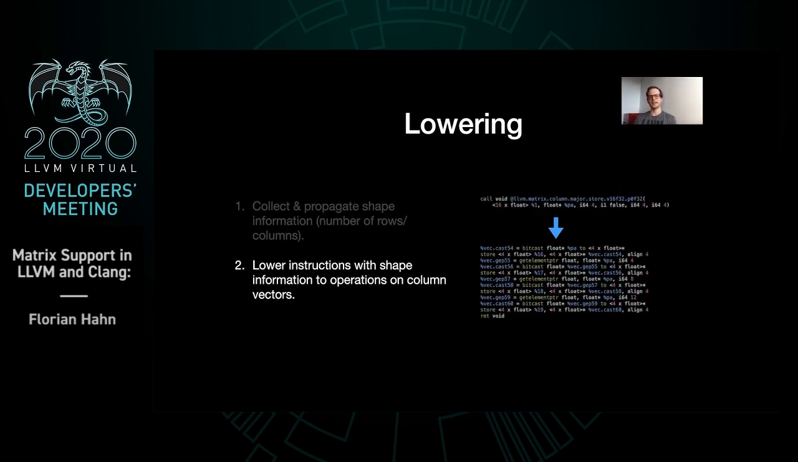And then similarly, for the store intrinsic, we just have to emit 4 vector stores, 1 for each column, again with the necessary computation of the addresses. And this means we can lower the complete original program without needing any conversion code in between.